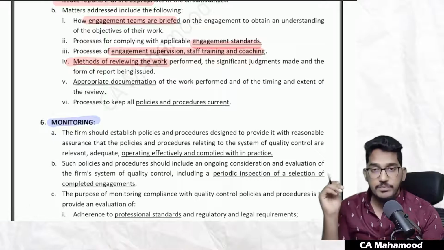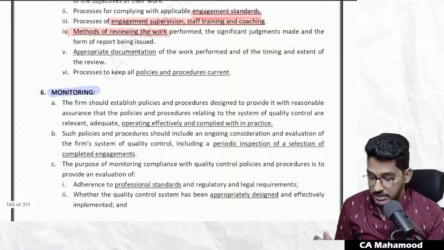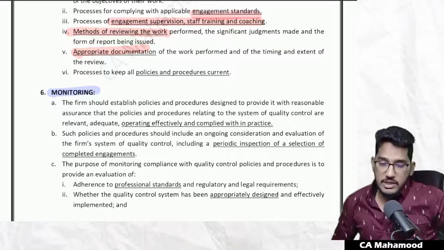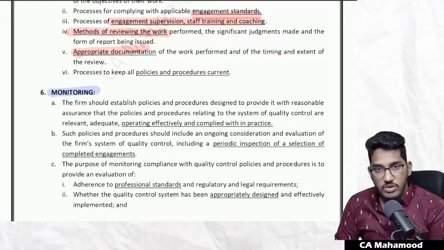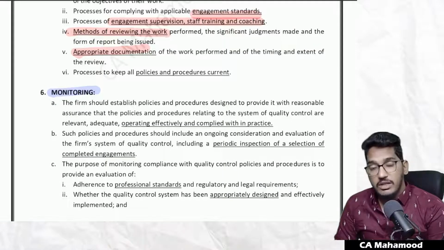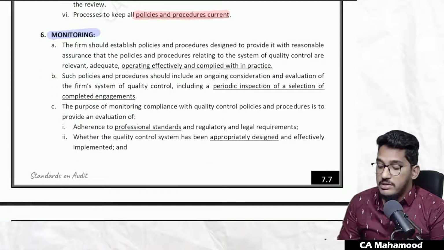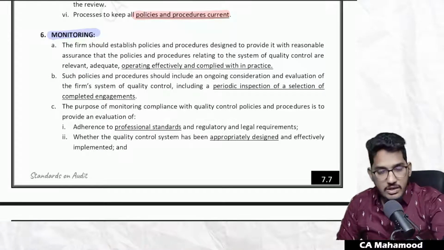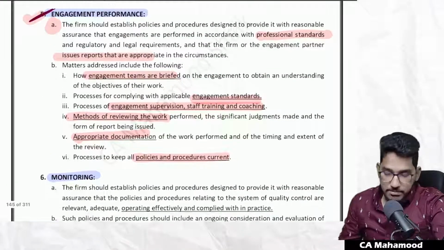Methods of reviewing the work. That means whatever work your engagement team members have done, don't blindly believe it. Review the work, verify the work once. And also appropriate documentation. Check whether your engagement team members are doing proper documentation. Why? Because if there is no documentation maintained by your engagement team members, tomorrow if something goes wrong, you will not be able to prove it. If you are unable to prove it, you have to face the consequences. So check whether your engagement team members are maintaining proper documentation. And also processes to keep all policies and procedures current. Nothing but keeping all your engagement team members updated about the policies and procedures. So these policies you have to follow when it comes to engagement performance.